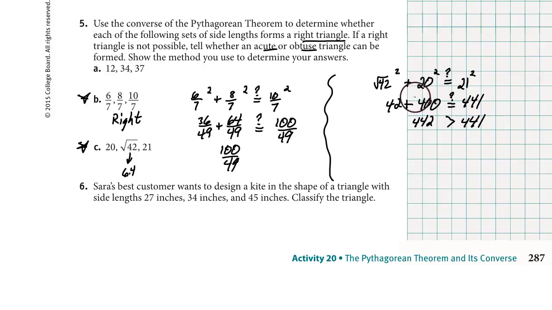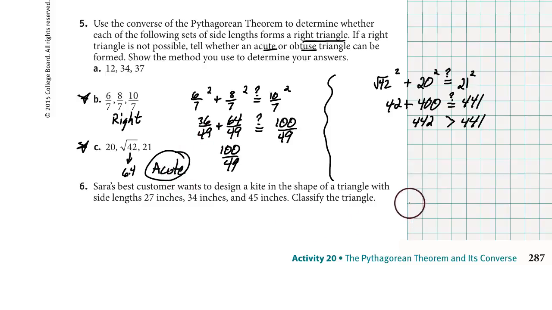So when you look at the two shorter sides and square them and add them together and get a number that's greater than the hypotenuse squared, is that when you have an acute triangle or an obtuse triangle? What's your thought on that? This creates an acute triangle.